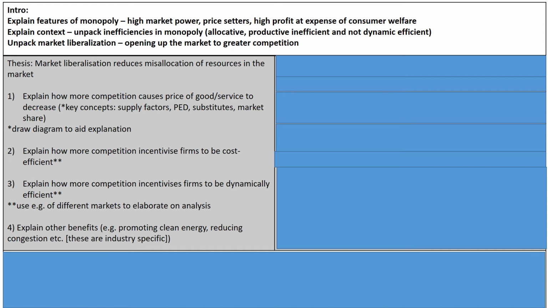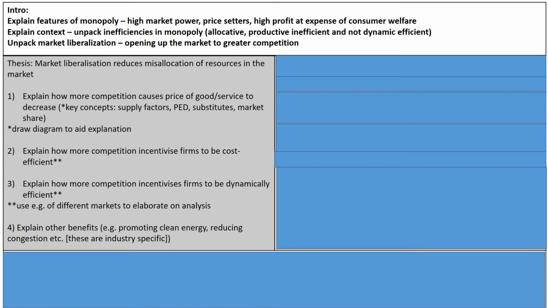However, I must say that these examples are very industry specific and they should not be your main argument. It's a kind of by-the-way thing, added points and evaluation, which may not be necessary if you don't have time. Okay, so far I've talked about the thesis and how market liberalization reduces different types of misallocation of resources, and I've shared with you some key concepts that you should be elaborating on in this essay.